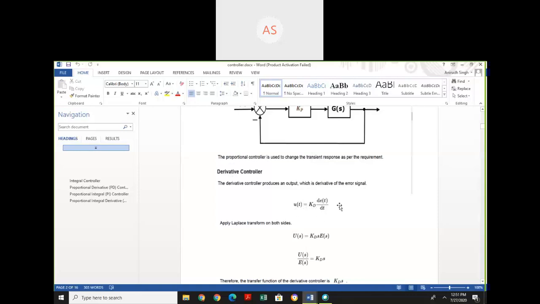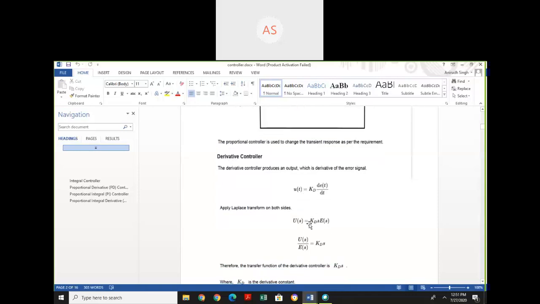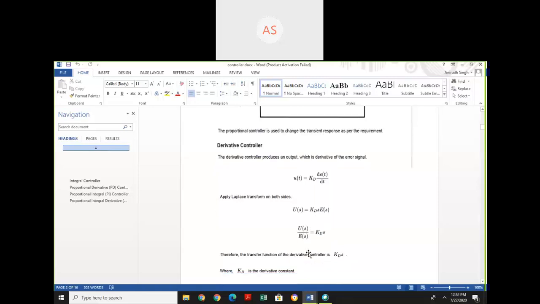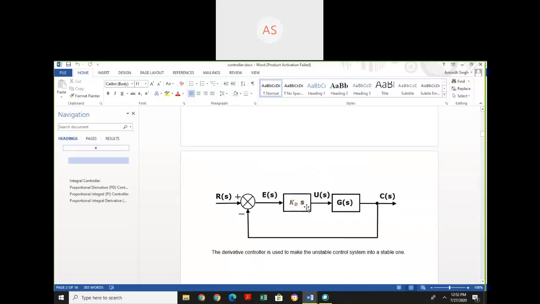Then taking the Laplace transform on both sides, we get this, and this is the transfer function of derivative controller, given by Kd s. ये s है. So the Kd s is the transfer function of derivative controller. Block diagram is given by this. This is the transfer function of controller, this is the transfer function of plant, and this is the feedback.